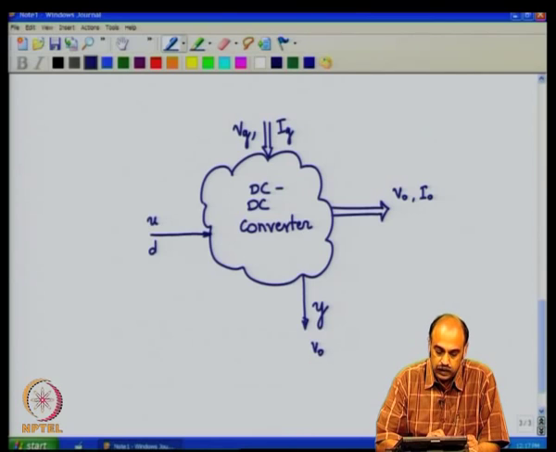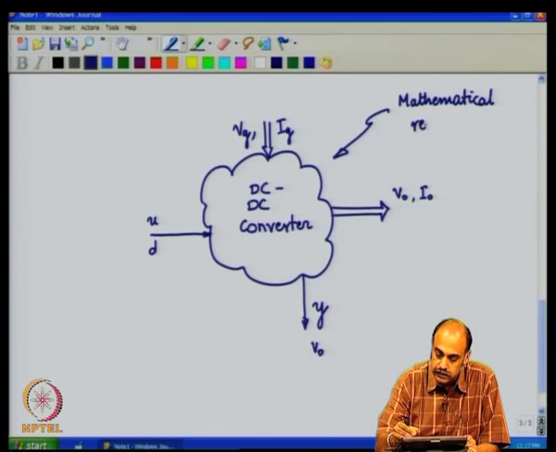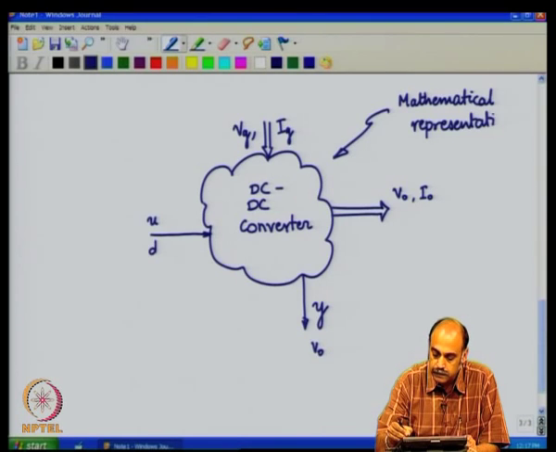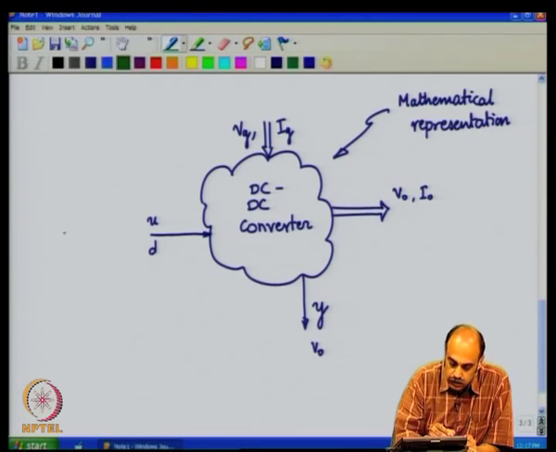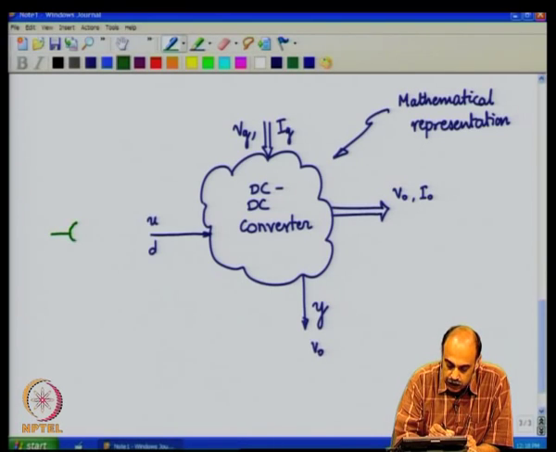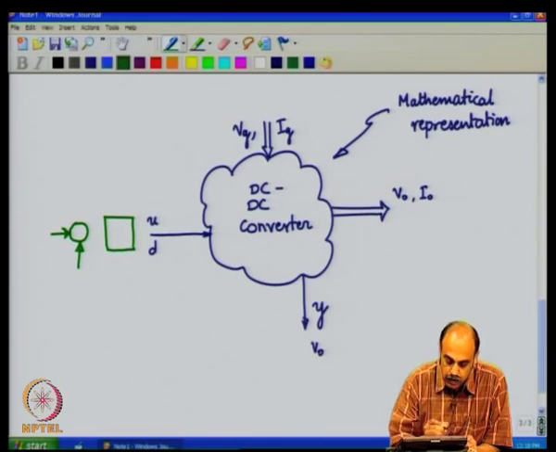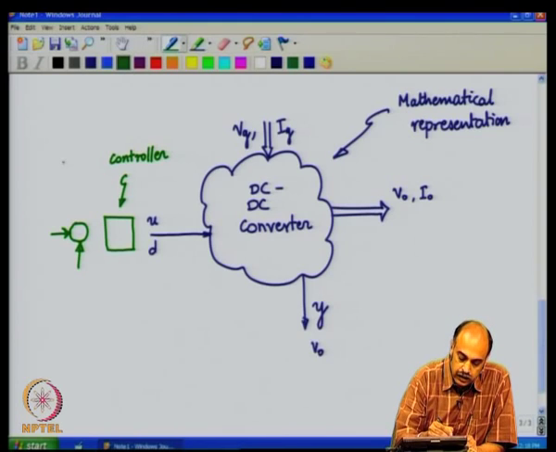Now, this DC-DC converter, a practical circuit, needs to be mathematically represented in a way which is amenable to developing the controllers. Now, the process of control is that we need to have a comparator and we need to have a controller. So, at the basic minimum, we need to have these two important components: the controller and a comparator.